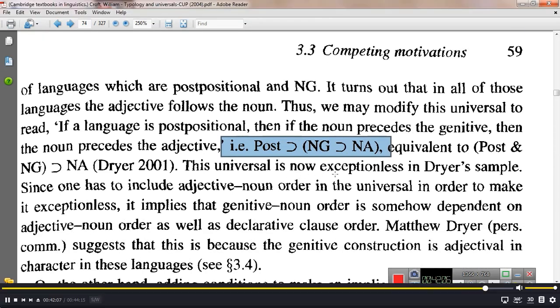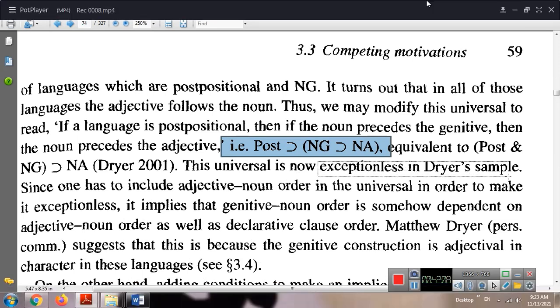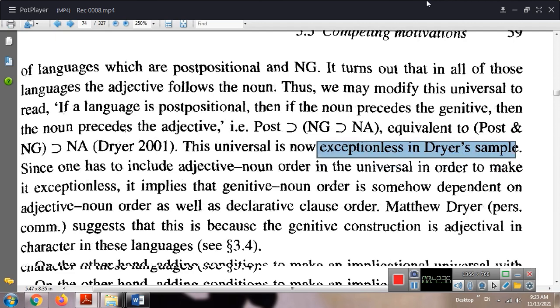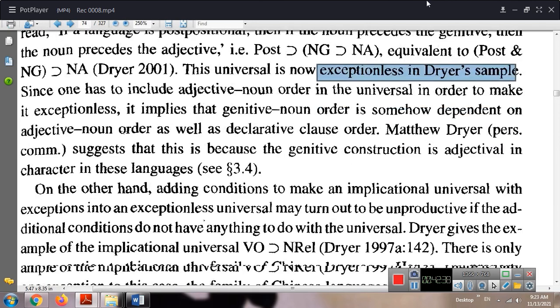This universal is not exceptionless in the prior sample, since one has to include adjective-noun order in the universal in order to make it exceptionless. It implies that genitive-noun order is somehow dependent on adjective-noun order as well as declarative clause order. Matthew Dryer suggests that this is because the genitive construction is adjectival in character in these languages.